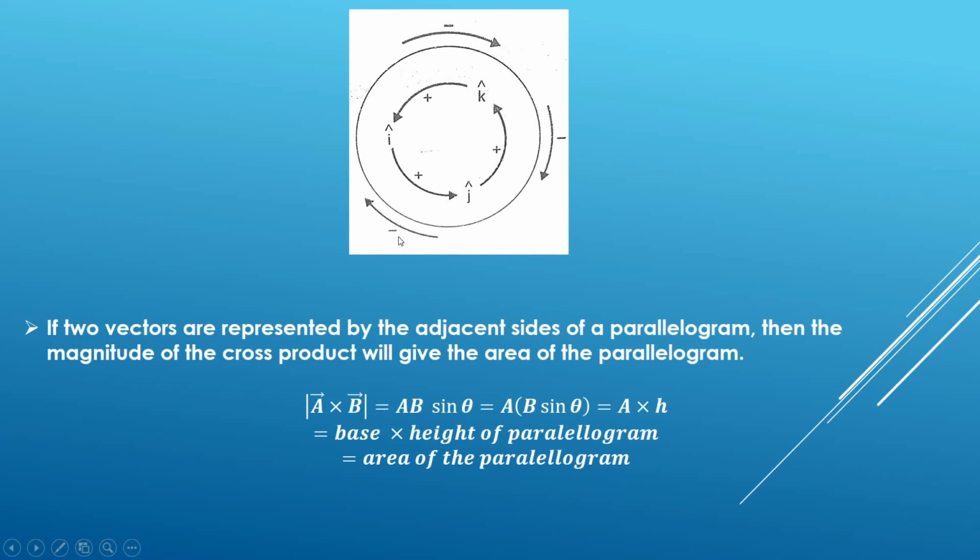Similarly, if you perform this in the clockwise direction, that means i cap cross k cap equals j cap with a negative sign, because the anti-clockwise direction is positive and this one is negative. Same, k cap cross j cap, we will get i cap with a minus sign. Similarly, j cap cross i cap, we will get k cap with a minus sign. This is a very important and very easy way to remember the cross product properties.